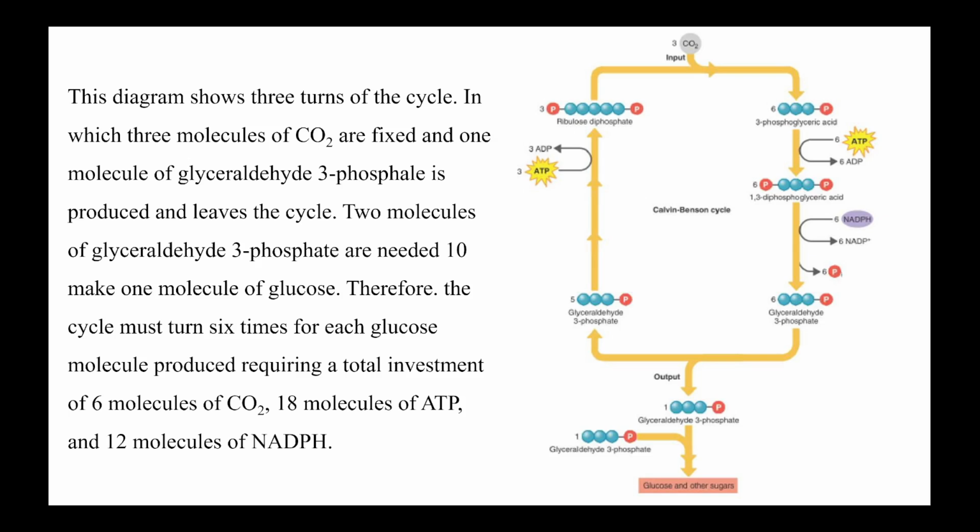So Calvin cycle basically, here we have shown the cycle. The diagram shows three turns of the cycle in which three molecules of carbon dioxide are fixed and one molecule of glyceraldehyde 3-phosphate is produced. So one time carbon dioxide will enter, again second cycle carbon dioxide will enter and go around, and then third cycle carbon dioxide will enter, and then we'll have the output of glyceraldehyde 3-phosphate.